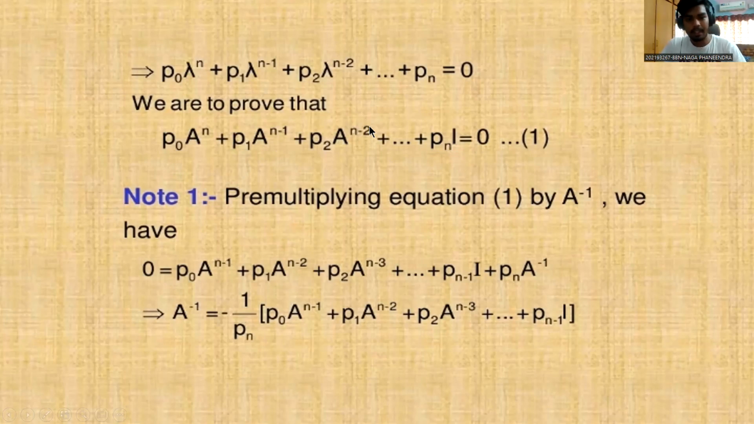So we get P0 A^(n-1) + P1 A^(n-2) + P2 A^(n-3) and so on, up to P(n-1) I plus Pn A inverse. At last we are multiplying with A inverse, right? So Pn A inverse will be there. If we move A inverse to the other side and bring Pn here, we get minus 1 by Pn, and the remaining elements we will write in this form.